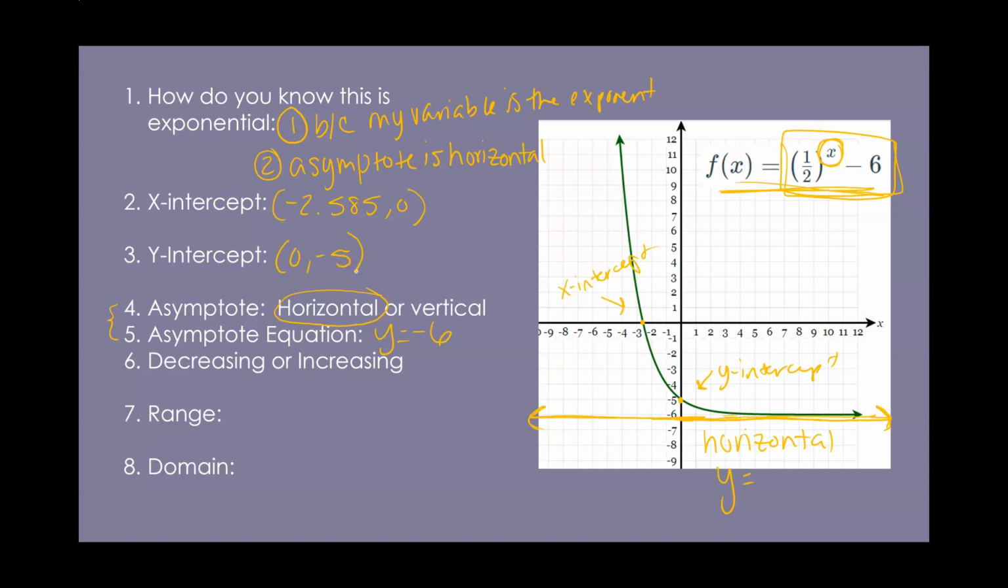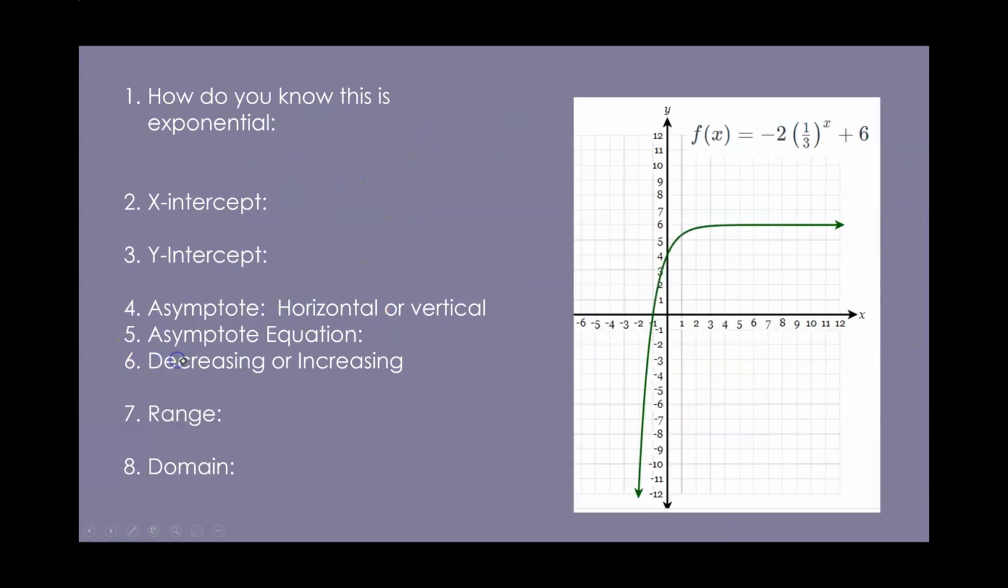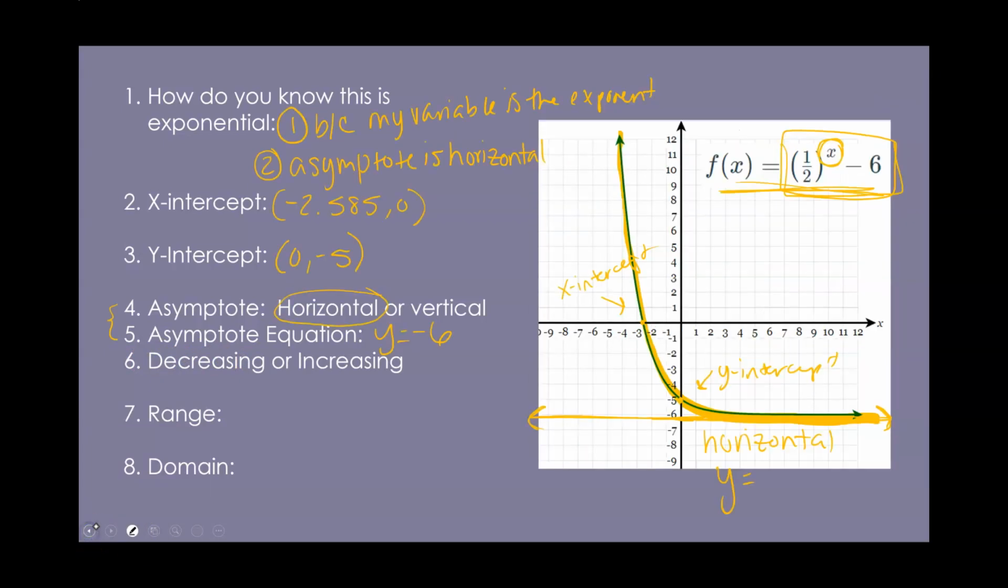All right. Now, next, increasing or decreasing. This is when we take our highlighter and we see if we're going down or are we going up. So start from left, go to right. Am I going down or am I going up? I'm going down. So that means that this function is decreasing. Okay?